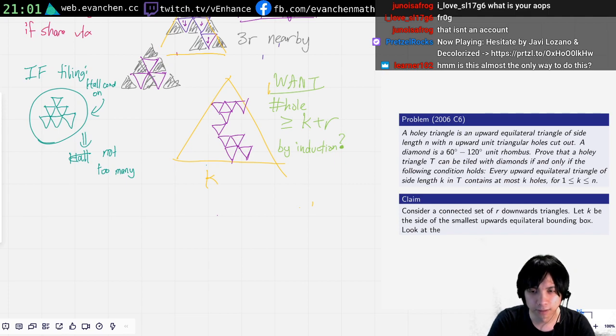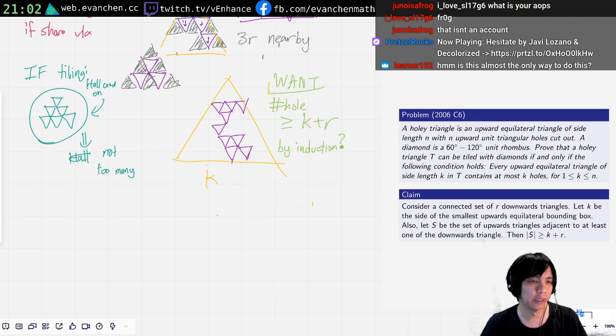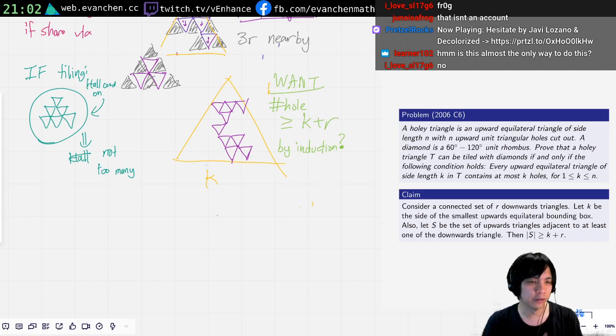S is at least K plus R. That's the claim. And if I have this claim, then this implies the result by induction. That implies the Hall condition, because Hall's condition will hold because you just apply it to each of the connected components. I guess that's what I'm trying to say.